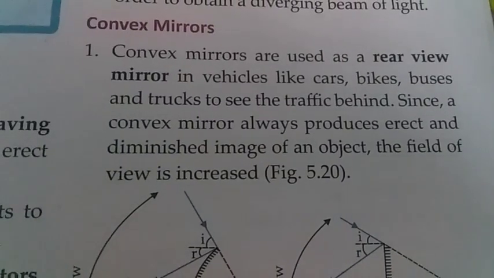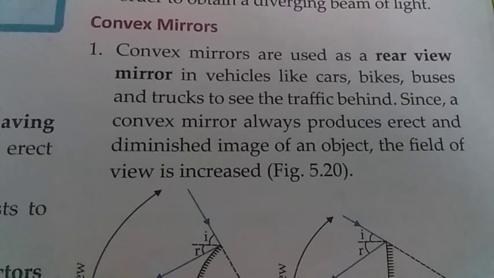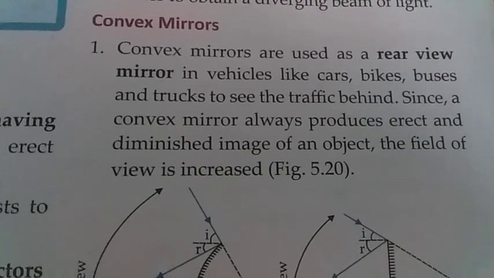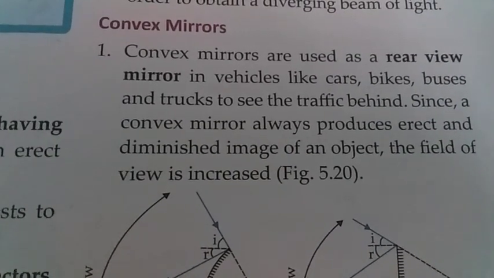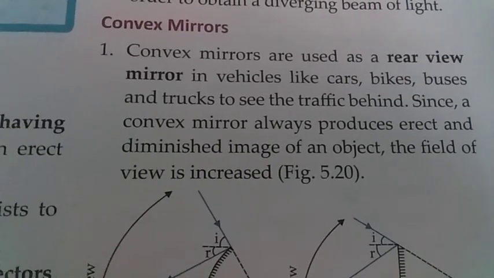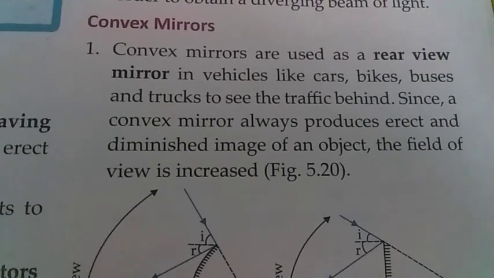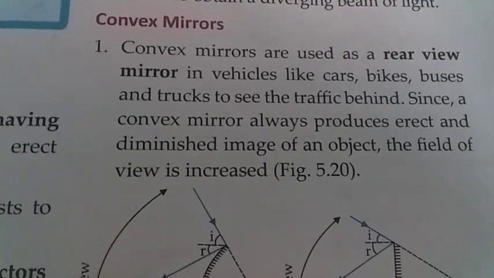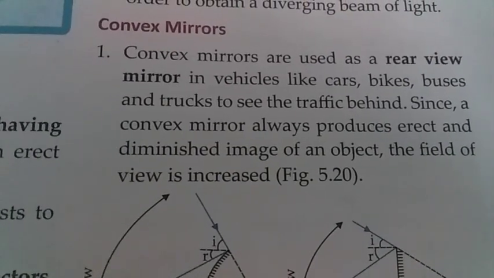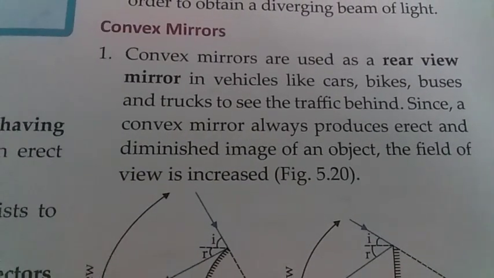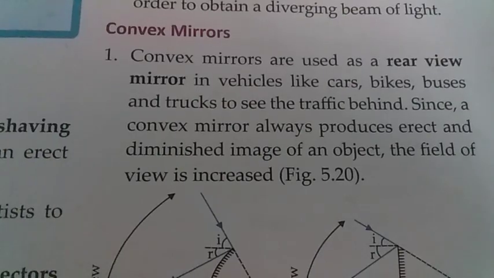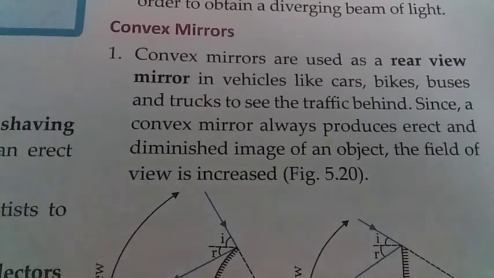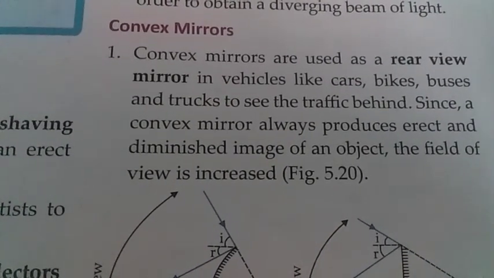Convex mirrors are used as a rear view mirror in vehicles like cars, bikes, buses, and trucks to see the traffic behind. As we know, there are rear view mirrors in vehicles like cars, bikes, buses, etc., and they are used to see the traffic coming behind. So, which type of mirrors are used here in rear view mirror? They are convex mirrors. Why?